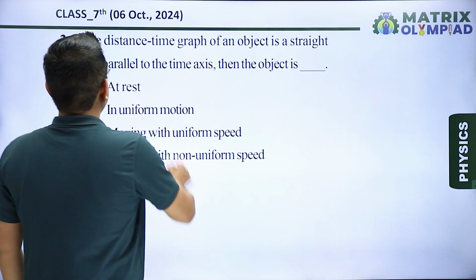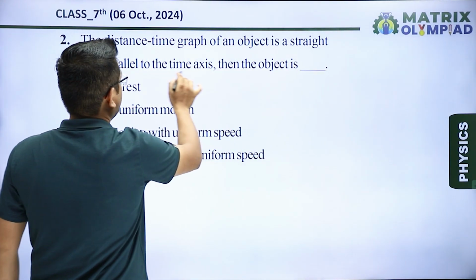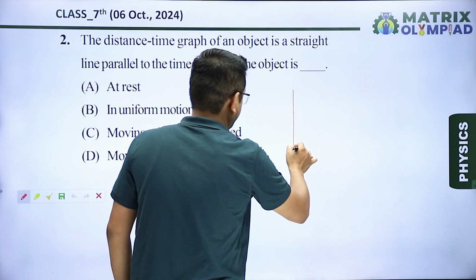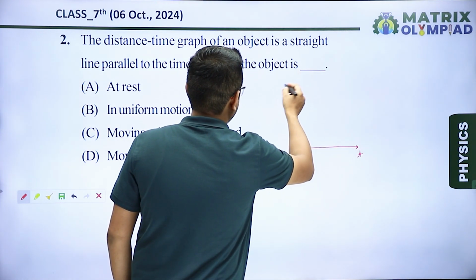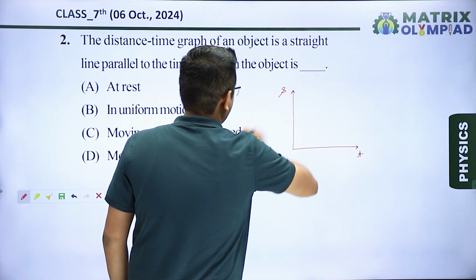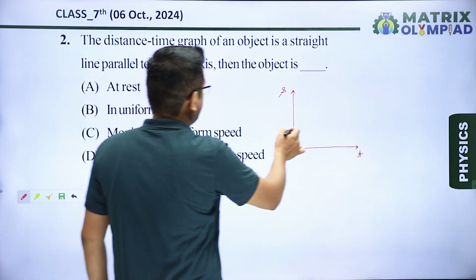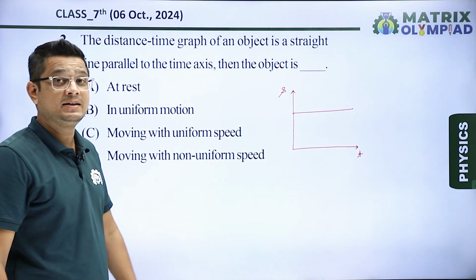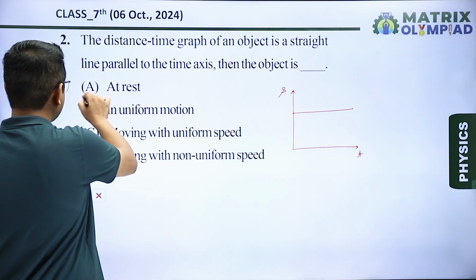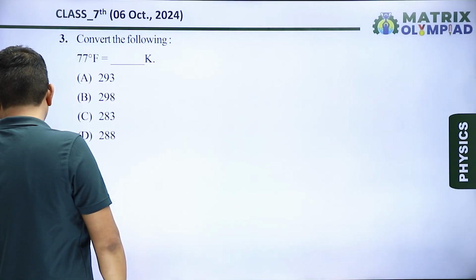Question number 2, it is said the distance time graph of an object is a straight line parallel to the time axis. That means a graph is given. Let's say this is the time axis, this is the distance axis. It is said that it is a straight line parallel to the time axis. This graph represents that the object is at rest. That means option A is our correct answer.